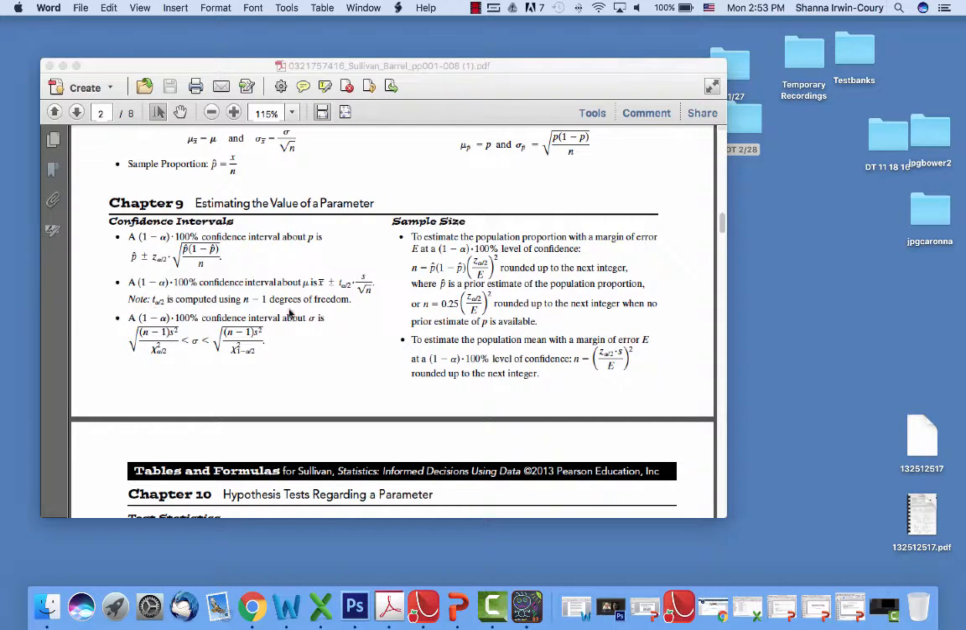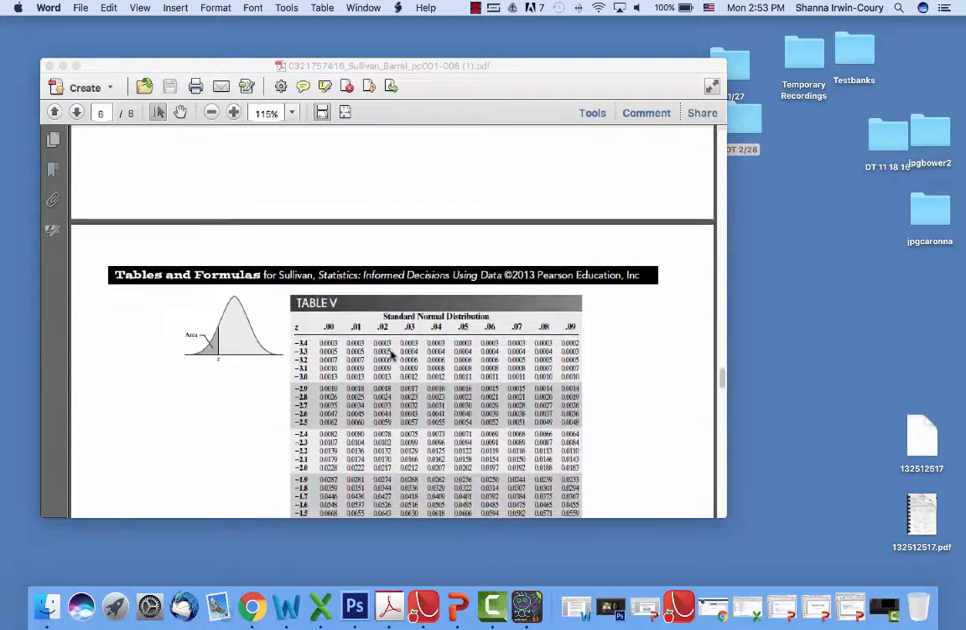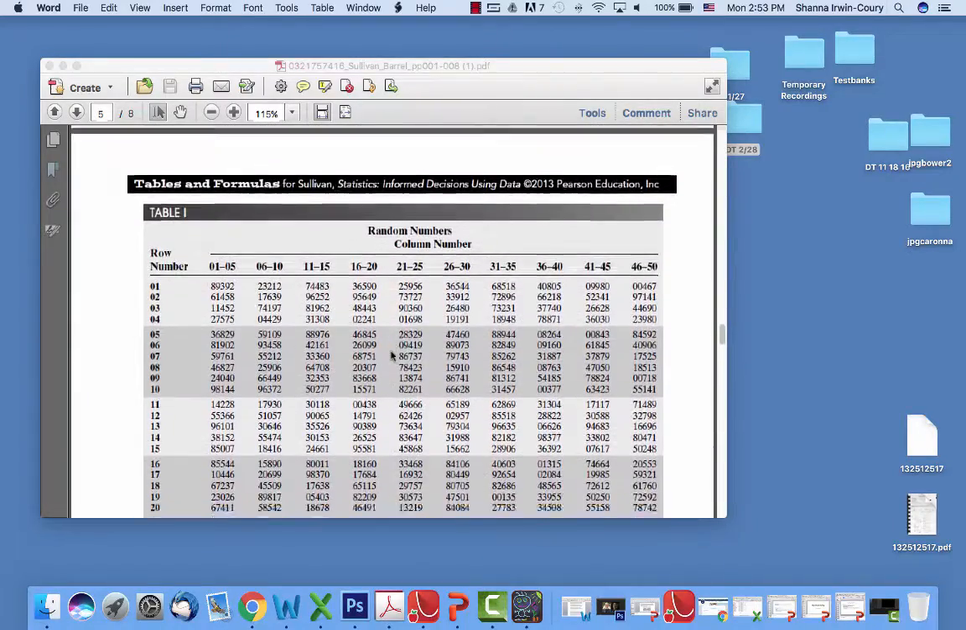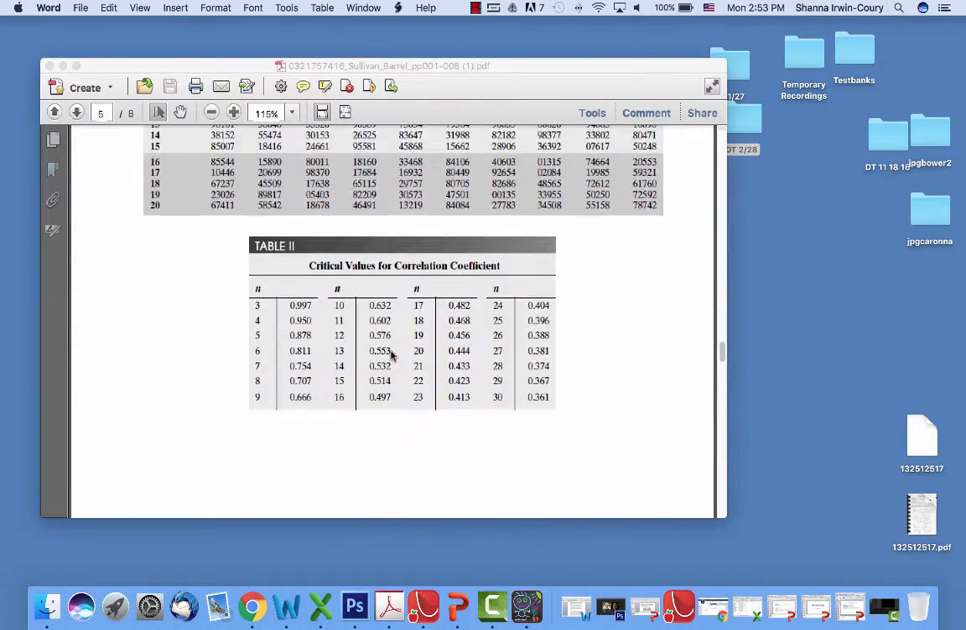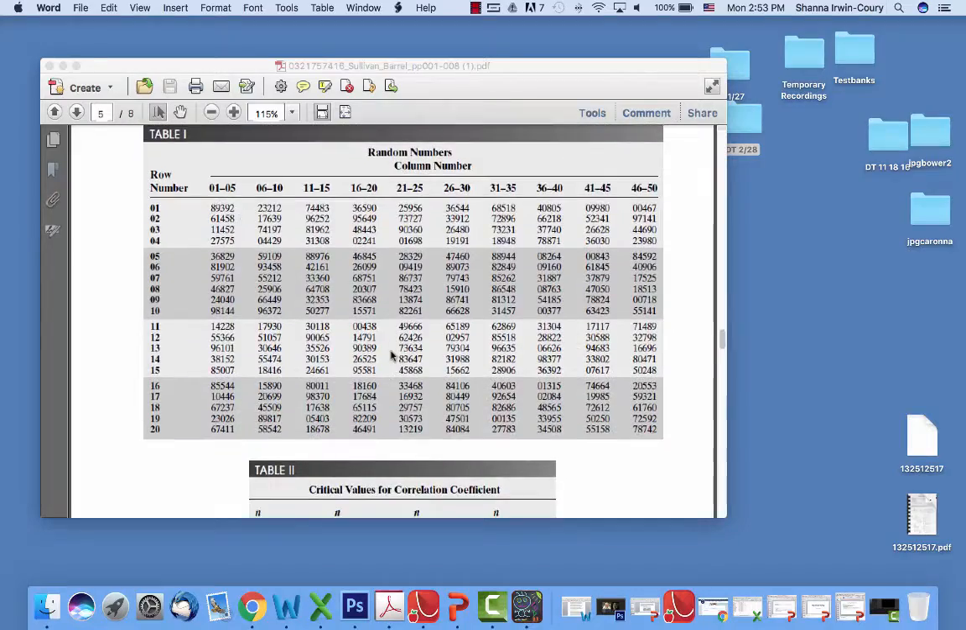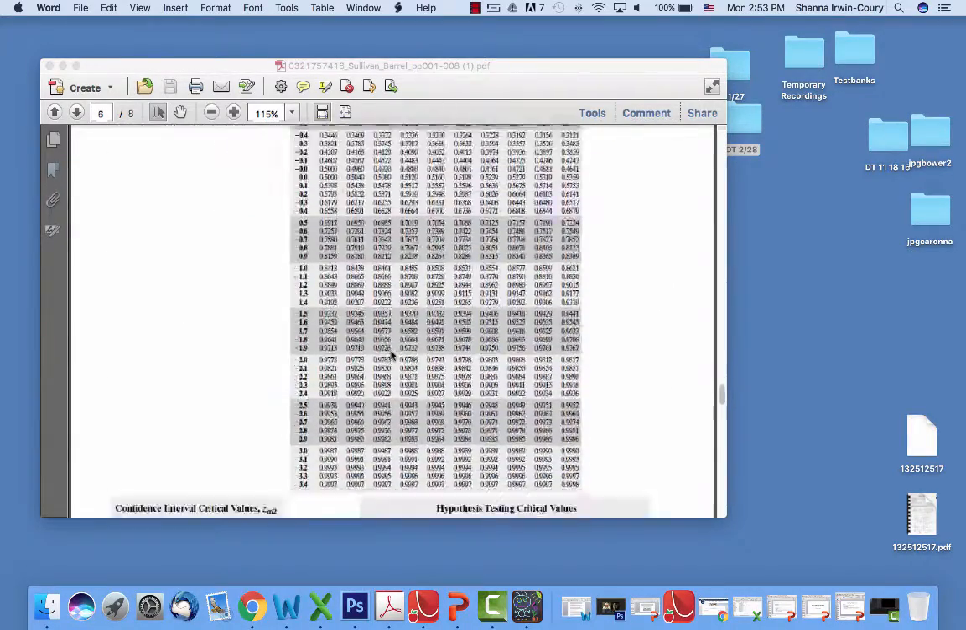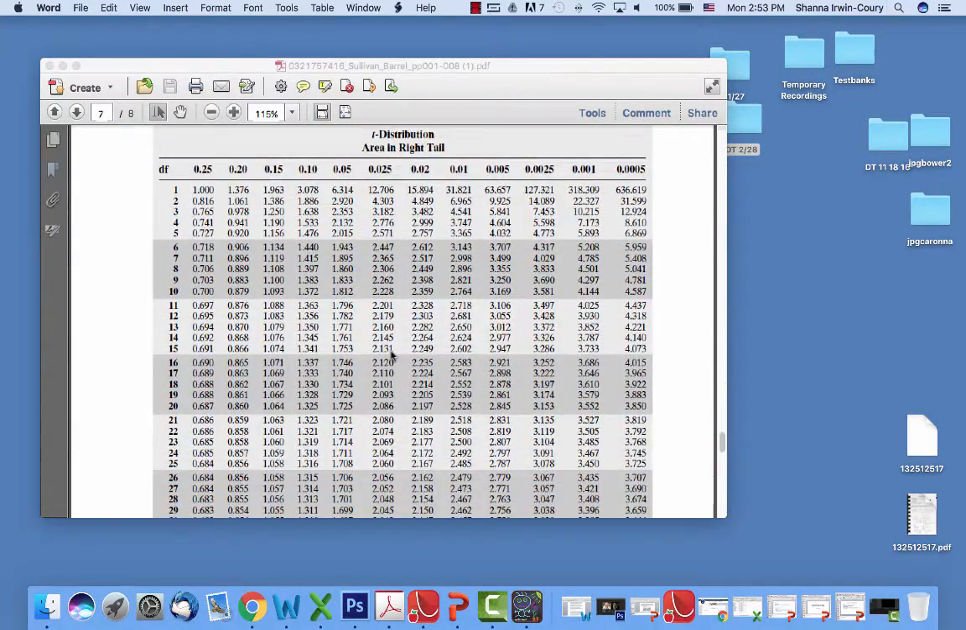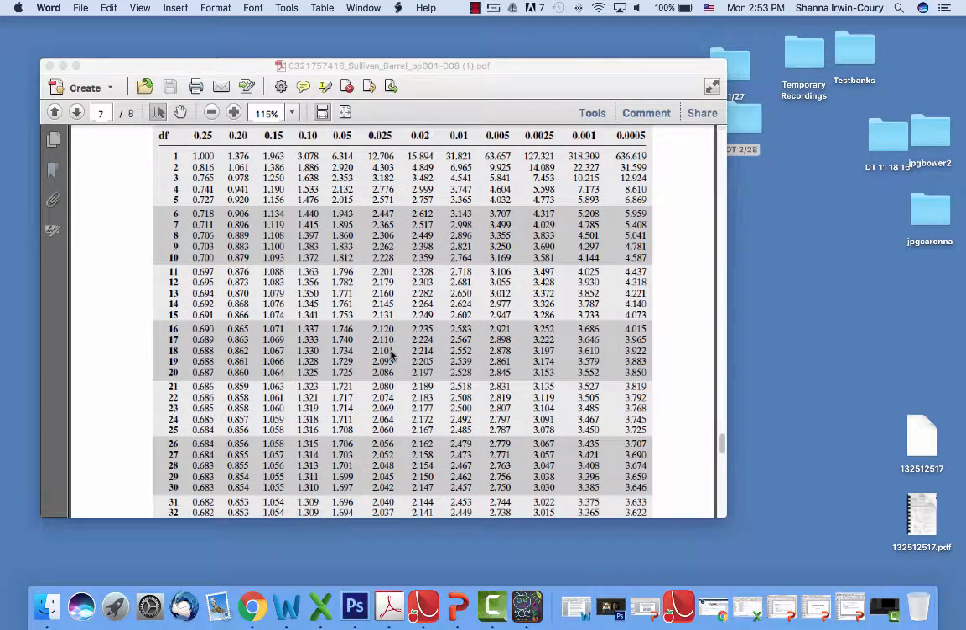For t, the degrees of freedom is n minus 1. So whatever your sample size is, subtract 1. You never ever go up. Like if your sample size is 100, you look at the table. The tables are on here too. So t, I guess I need to look at this more. There's t.